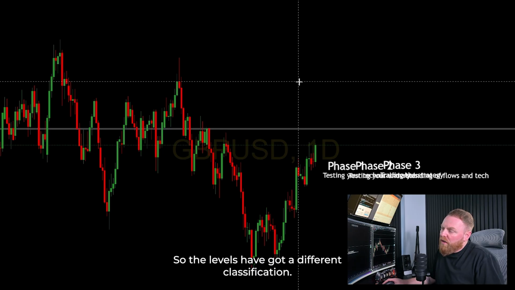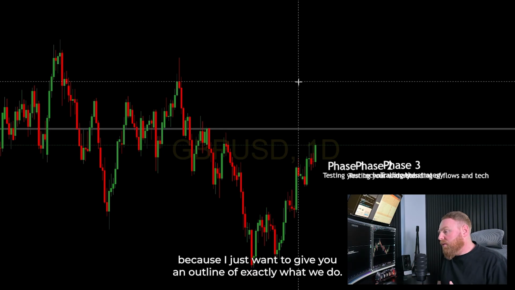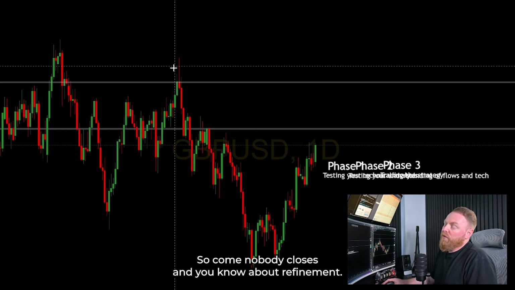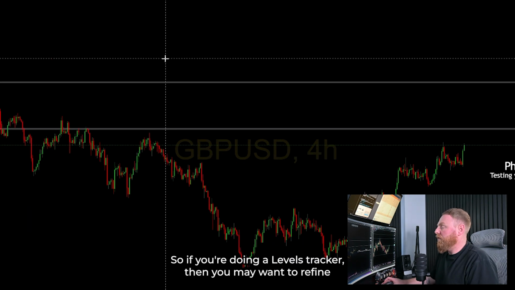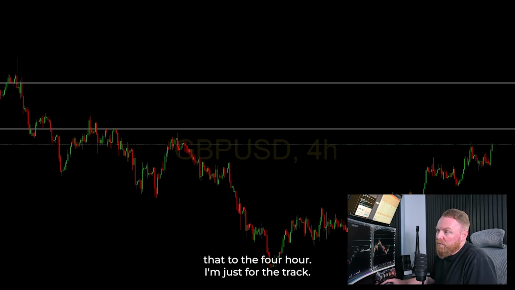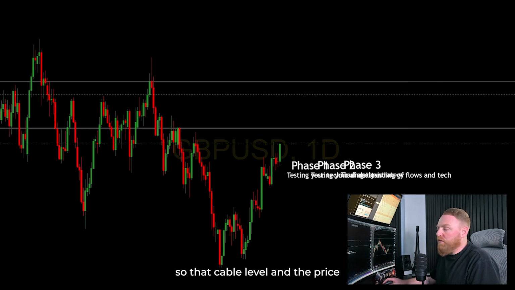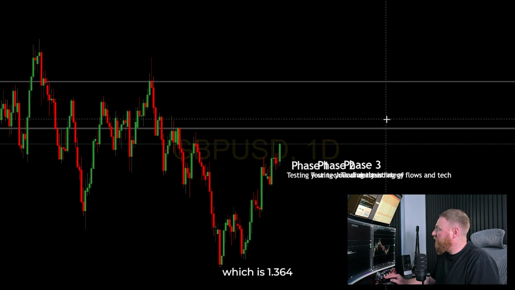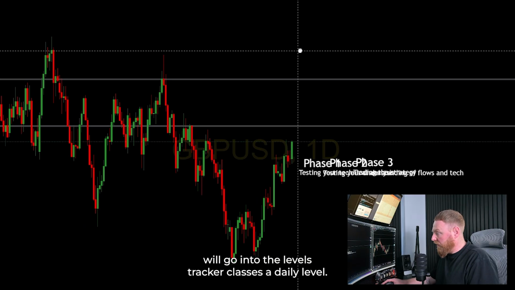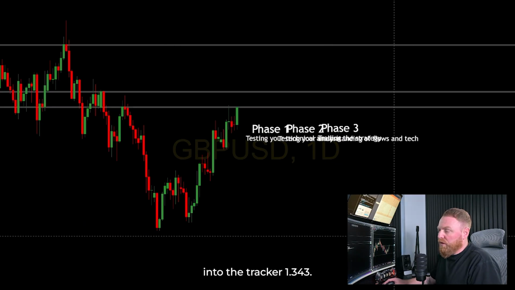So the levels have got a different classification. I'm not going to go into that now because I just want to give you an outline of exactly what we do. So candle body closes, and you know about refinement. We covered that earlier. So if you're doing a levels tracker, then you may want to refine that to the 4 hour. I'm just for this exercise going to leave it on the daily. So that cable level and the price, which is 1.364, will go into the levels tracker, classed as a daily level. This level from last week got added into the tracker, 1.343.